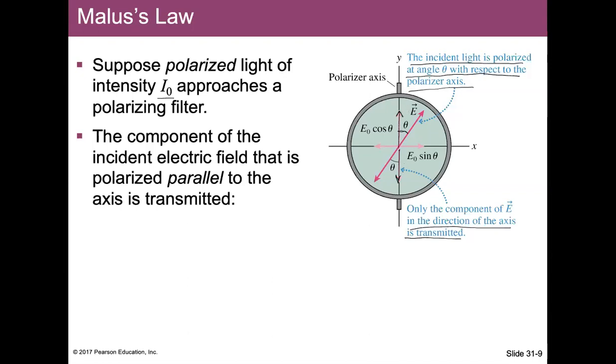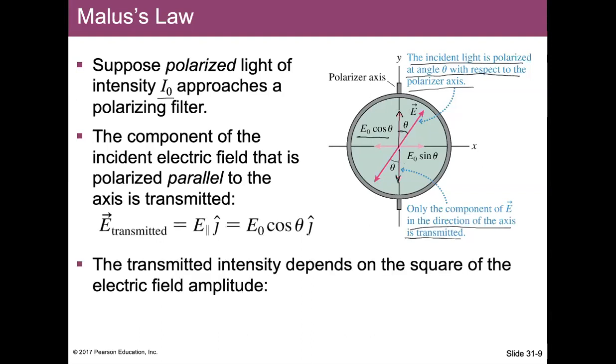And we can see that this component is E naught cos theta. So E transmitted will be E parallel, j hat in this case, and that's going to be E naught cos theta j hat. The transmitted intensity depends on the square of the electric field amplitude. So the intensity that is transmitted will equal I naught cosine squared theta. And that is Malus's law.